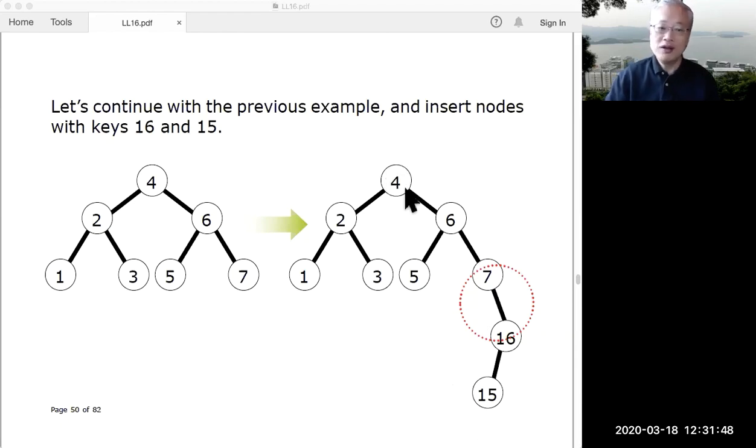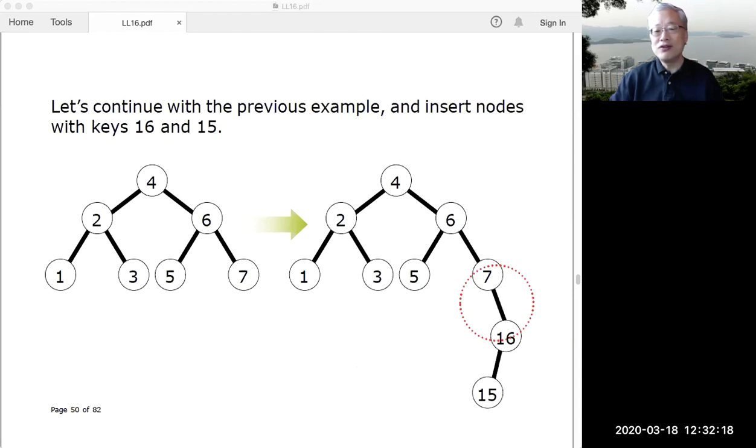So we say all these, four, six, and seven, they all have got problems because when they consider the height of the left subtree and the height of the right subtree, the difference is more than one. So they all have got problems. I'm not sure whether you asked about this or anything else. So anyway, the tree is unbalanced.